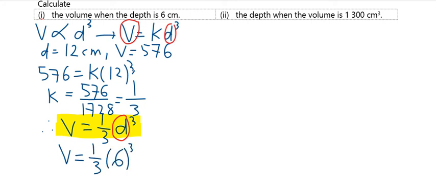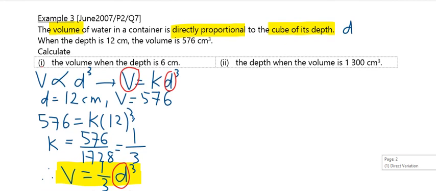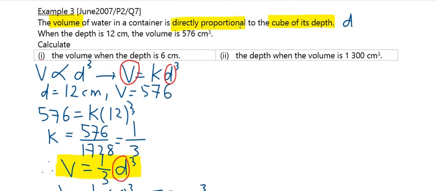Calculating by yourself, you can get 72. And don't forget that you're talking about volume, so it is cubic centimeter, according to your example above. Right? Now, you have your equation already, so let's answer part 2, where you're going to find the depth when the volume is 1300 cubic centimeter.